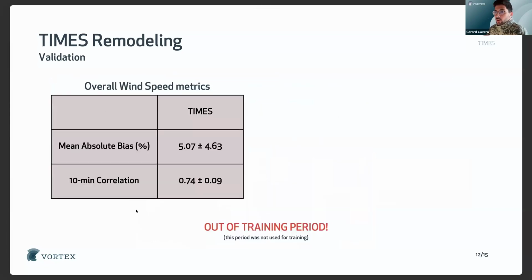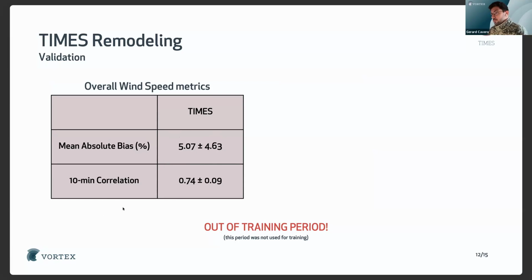So again, we have validated Vortex Times, so the non-calibrated time series. You can see that the numbers are pretty similar to the ones I showed before in the other validation. They differ a little bit because the sites are not exactly the same, but the order of magnitude of these numbers is pretty much the same. So we have a 5% mean absolute bias in the wind speed in Vortex Times in the non-calibrated time series, and 0.74 in the temporal correlation.